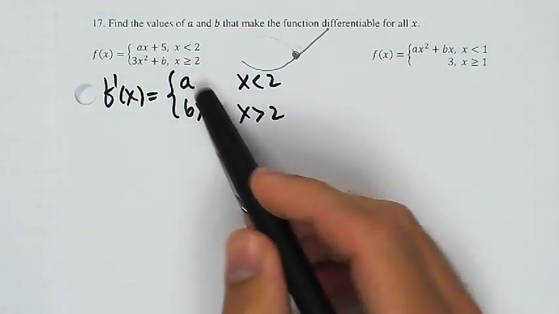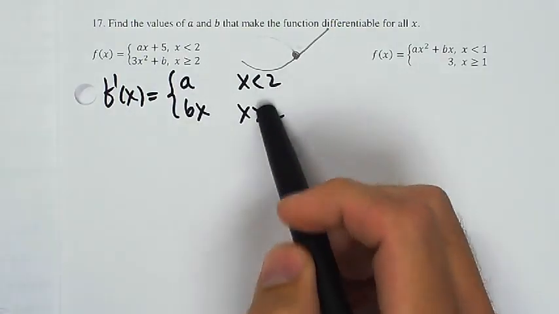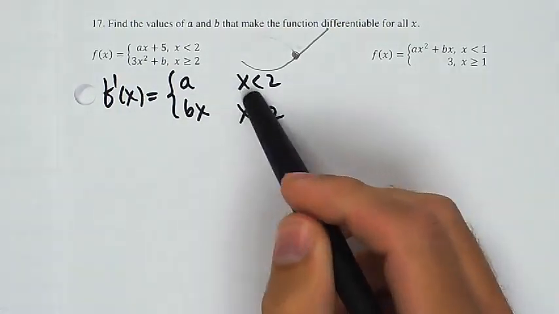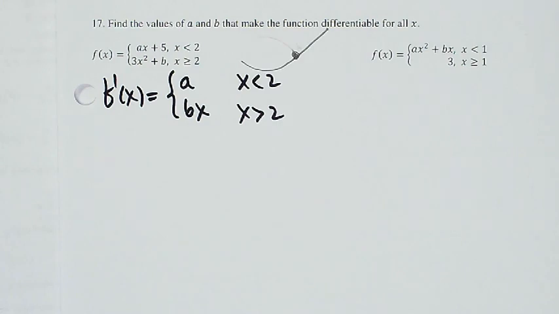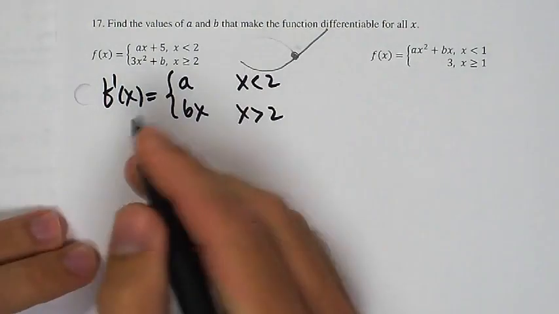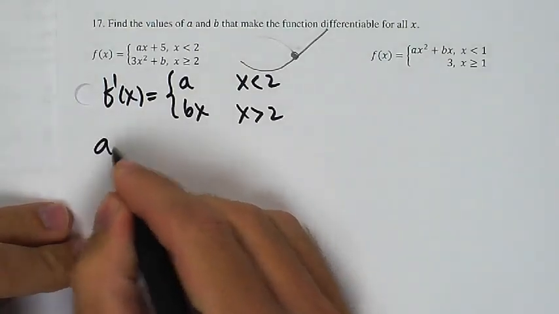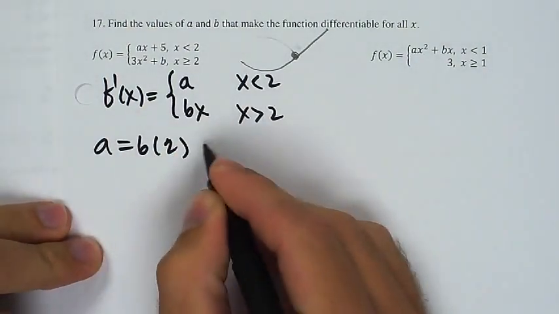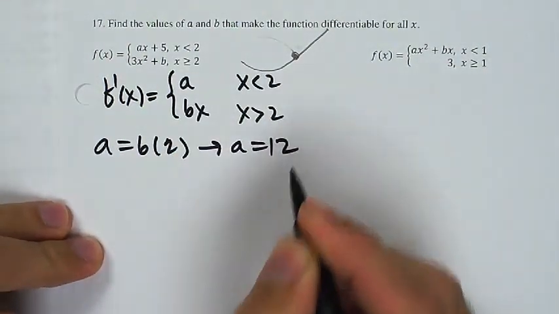Okay. Now, ideally, we want a to be equal to 6x so that these meet up, and one of these is less than or equal to, but in general, when you take the derivative of a piecewise function, you're going to lose your less than or equal to's. So what was I thinking here? Oh, when I plug in x equals 2, I need a to equal 6 times 2, which is going to be 12. So I need a equals 6 times 2, which means a equals 12.